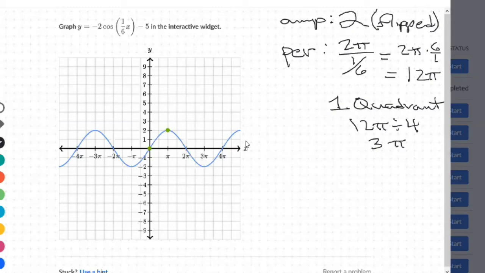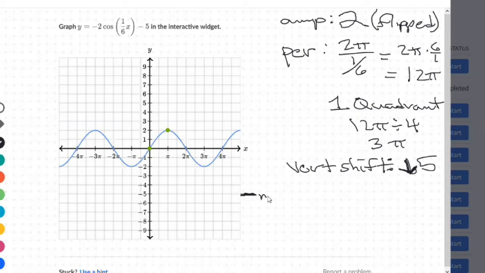Okay? I can actually graph this on this graph. Even though it only goes to 4 pi, I'll be able to figure it out because I know that 1 quadrant is only 3 pi. And then this has gone down 5. So the vertical shift is down 5. And notice I always either say the word down or I put an arrow. I never say just 5 or -5. Okay? So I always say a word or put an arrow so people know exactly what direction it goes. So the midline would be at -5.